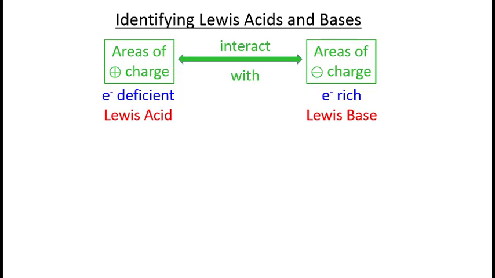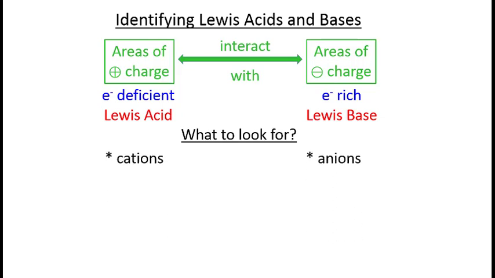The electron deficient atom would act as a Lewis acid, not contributing electrons to the new bond that forms. The electron-rich atom would act as the Lewis base, contributing 2 electrons to the new bond that forms. But what should we look for to identify a Lewis acid or base?